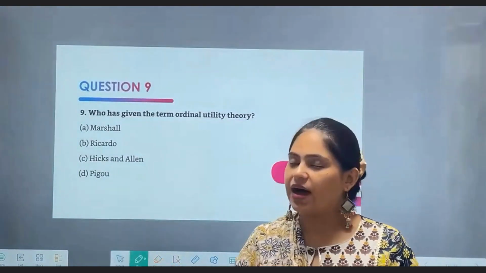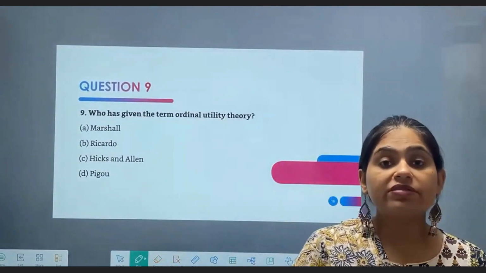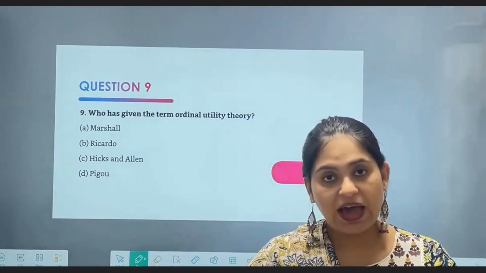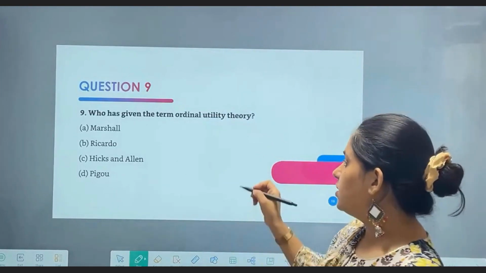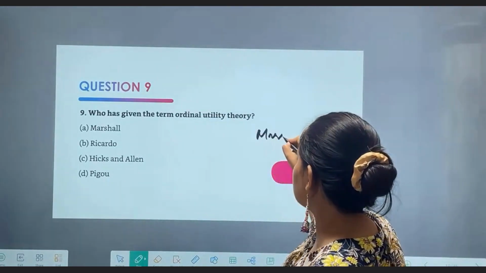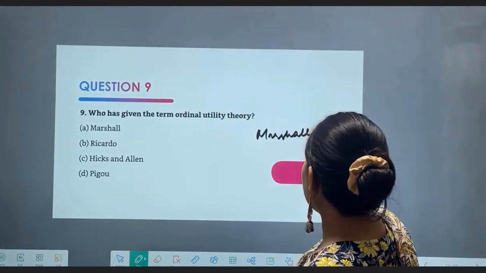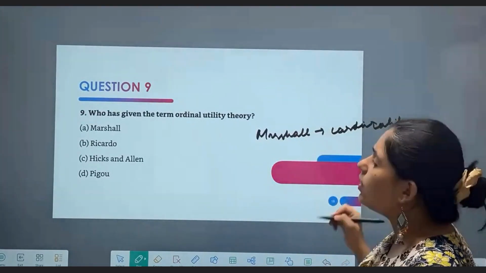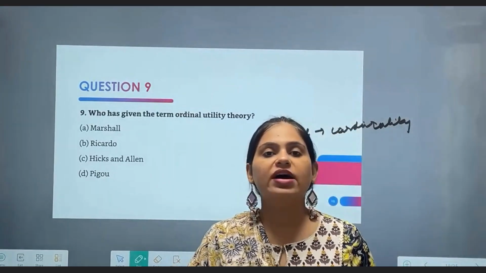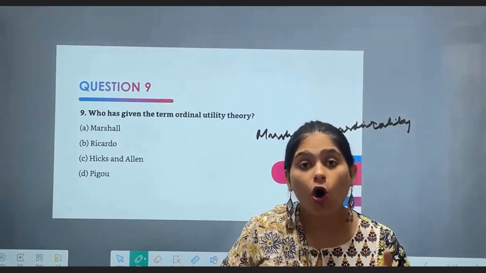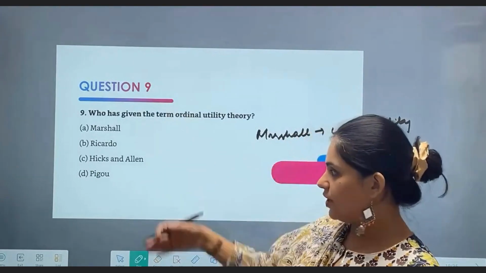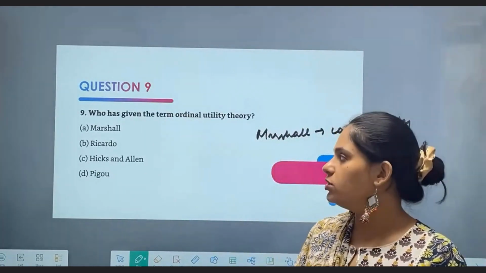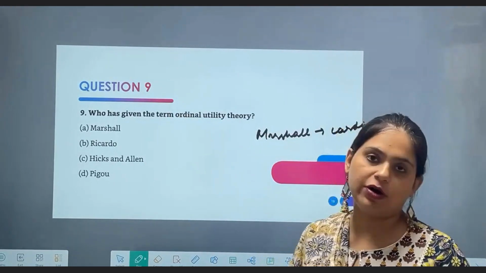Earlier I asked you about who derived the concept of cardinality. And we now remember for sure that cardinality was given by Marshall. Now I am asking you who derived the concept of ordinality. So go ahead and answer this. What do you think should be the right answer to this question? Who derived the concept of ordinality?